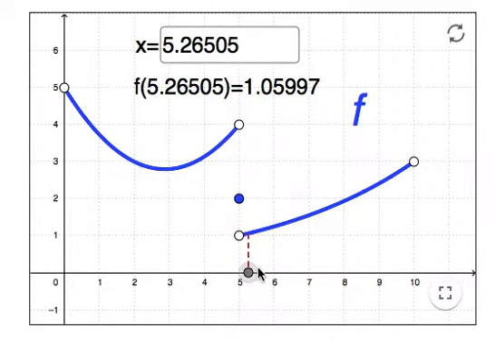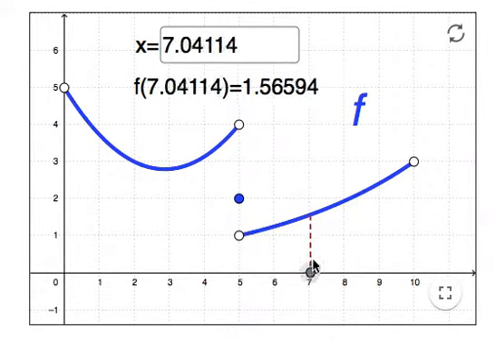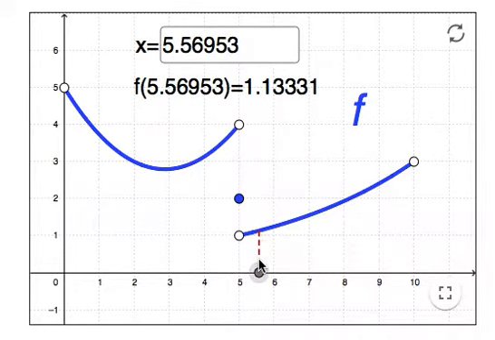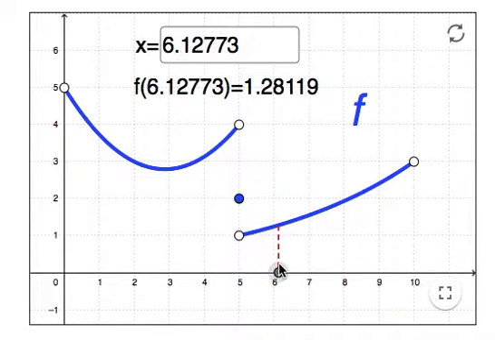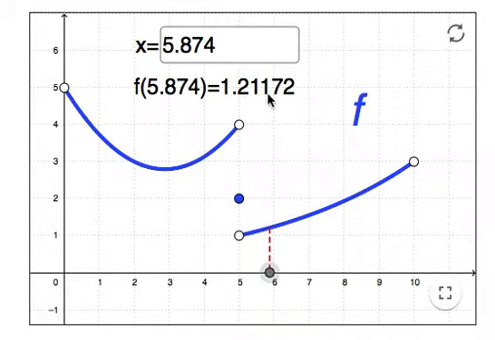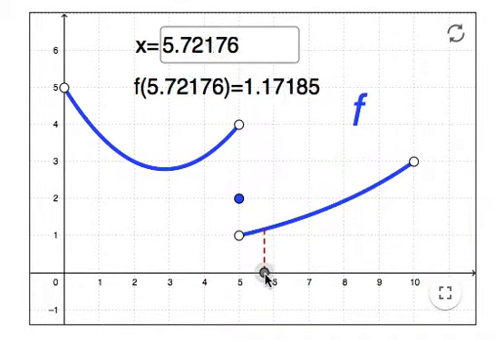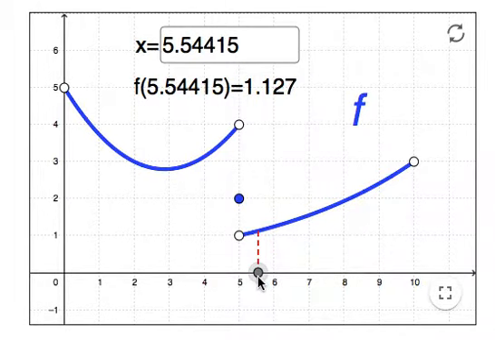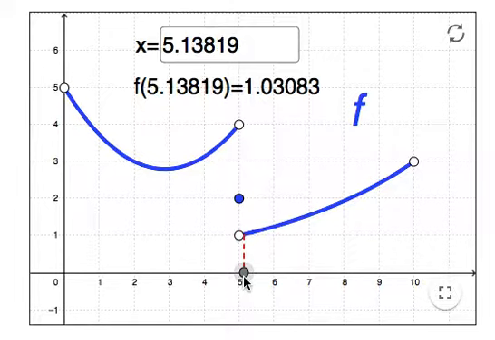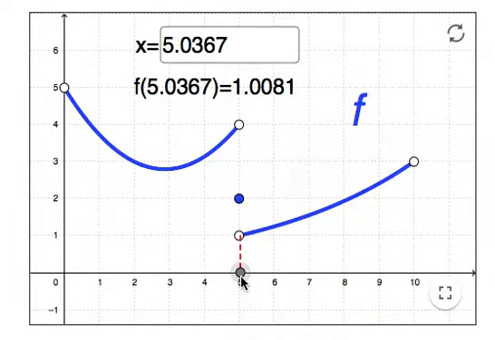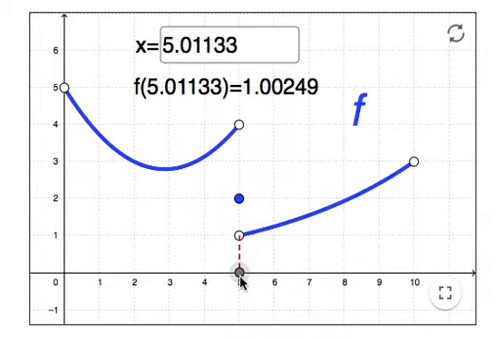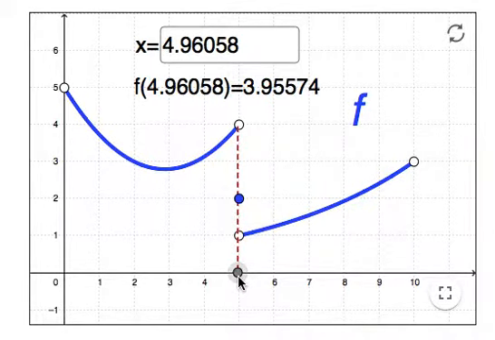So here we're dealing with a one-sided limit. As we're approaching our x values at 5, we can see that the y value here looks like it's approaching 1. Okay, so let's get closer and closer to 5. The y value is getting closer and closer to 1. And as I get right onto that point, oh, it jumps.